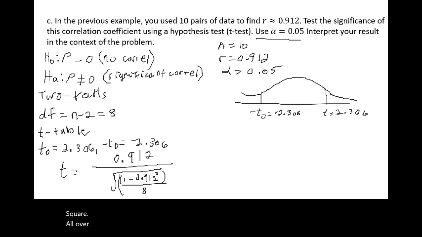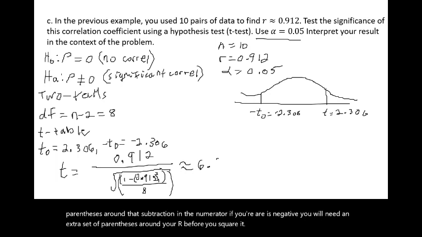You really do need parentheses around this fraction inside the square root, and you do need parentheses around that subtraction in the numerator. If your r is negative, you will need an extra set of parentheses around your r before you square it. A little bit of graphing calculator work later, you should get a t-score of 6.289.